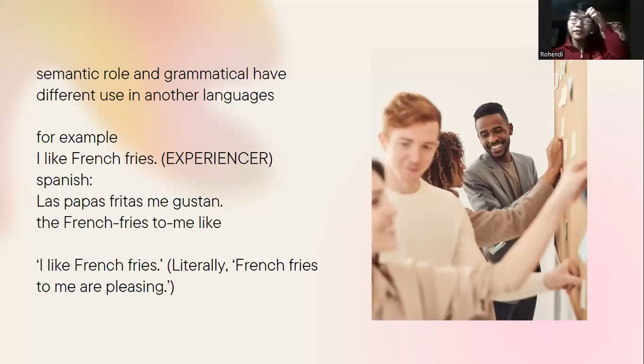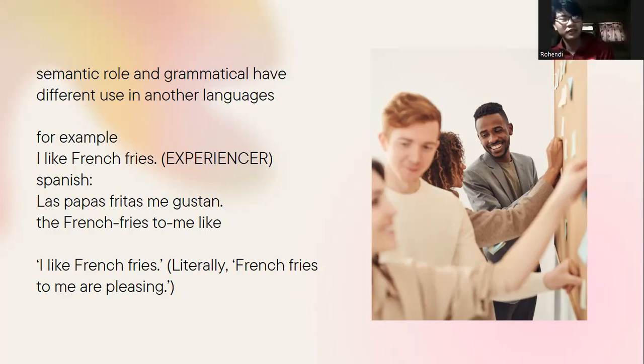Okay. I give you just one example because I also still need to understand more about this. Semantic role and grammatical relations have different uses in another language. For example, like French fries. I here become experiencer because he is eating French fries or he likes French fries. But if we take a look at the Spanish, yeah, las papas fritas me gustan. Yeah, las papas fritas me gustan. The French fries to me like, yeah. For English become like that. The French fries to me like, so the subject here is me, ya.